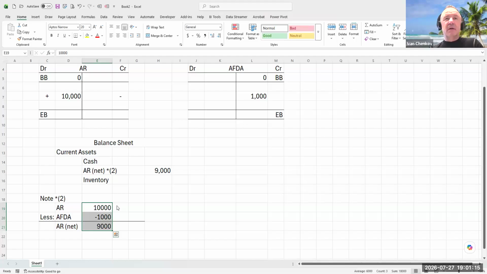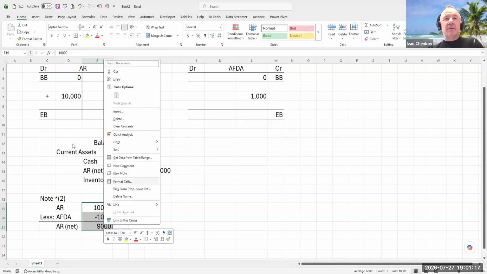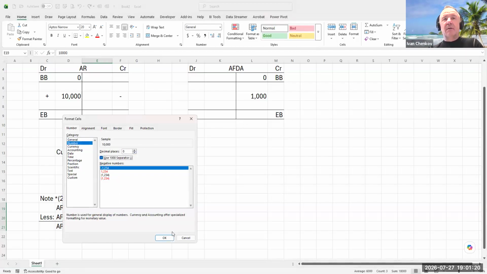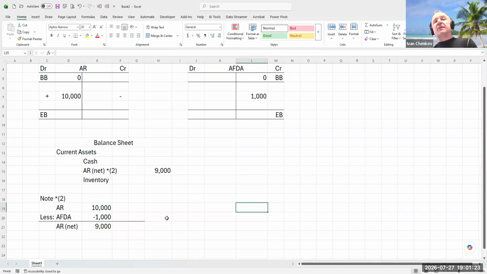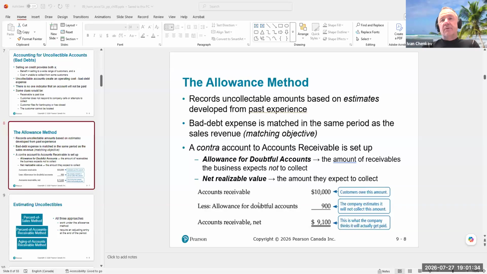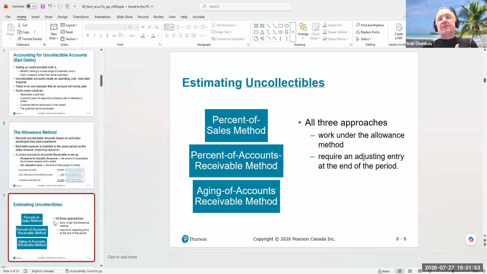And that's how accounts receivable is going to end up in the balance sheet under the current assets. It's going to show us the balance. That will be a very, very simple explanation of allowance for doubtful accounts. So as we said, accounts receivable on the balance sheet is always going to be the net amount of actual accounts receivable less allowance for doubtful accounts. In this case, allowance for doubtful accounts is $900, so accounts receivable net will be $9,100.